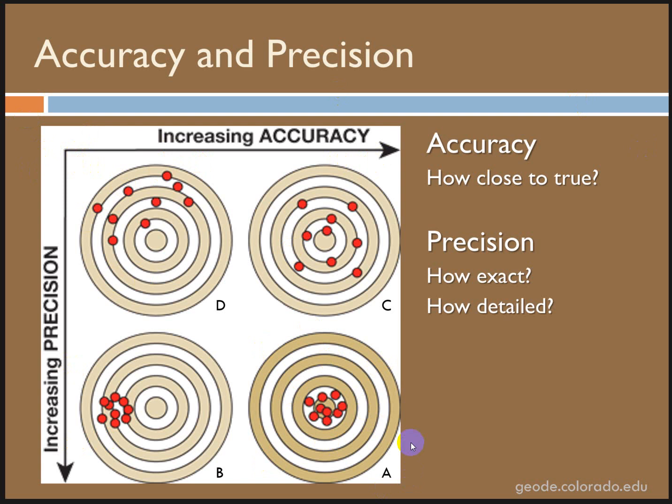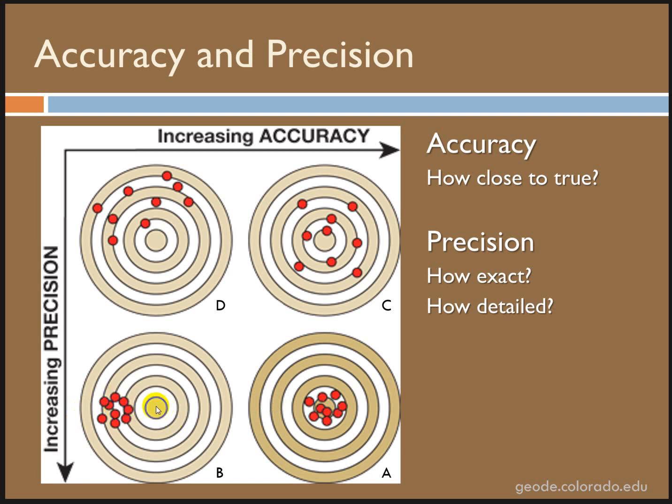So figure A here, well, it's important to know that the bullseye of each target represents the true value of the entity that's being measured, and the red dots are the measured value. That's kind of how these are set up. Image A is precise and accurate. Image B is precise but inaccurate.